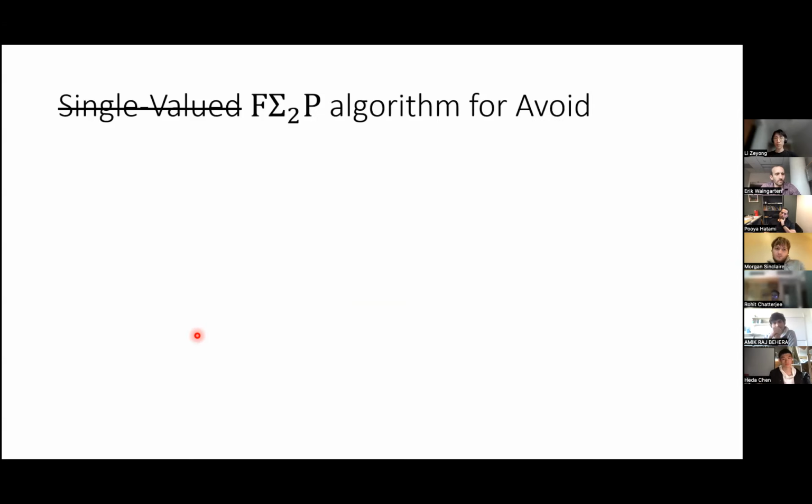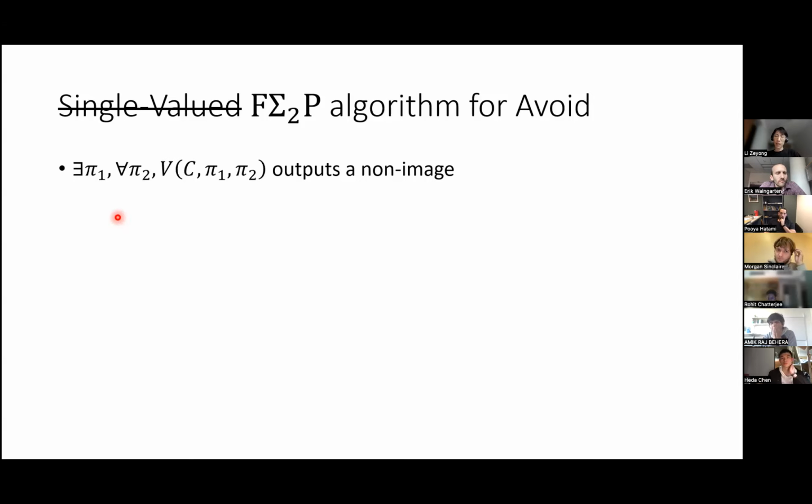So for the second half, we will see how we actually solve range avoidance. So as an appetizer, I will show you an F sigma 2p algorithm for avoid without asking for the single value requirement. And before that, let me just give the definition of what's an F sigma 2p algorithm. So similar to what you usually see for the definition for sigma 2, there should exist some pi1 such that for pi2, there is some polynomial time verifier that outputs a non-image of the circuit C.